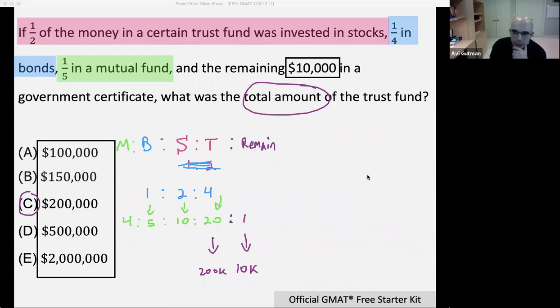Robert, under M, why is it 4? Why is it not 1? So it said 1/5 in a mutual fund. So 1/5 of what? Well, we decided to use 20 there. So 1/5 of 20 is 4. Okay, so here it was half. Here it was a quarter. So that's why this was 1, this was 1. But this is not 1/20th of 20, it's a 1/5 of 20. So that's why it's 4.